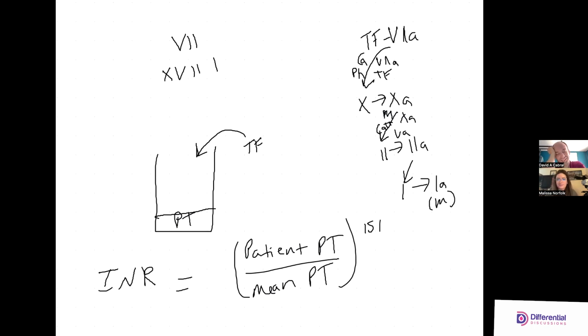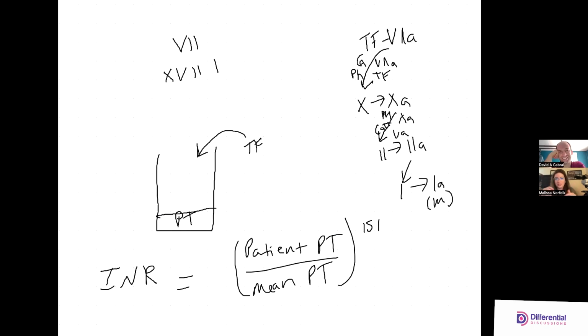So I think that's the PT. So we did the PT and the APTT, and now we can move on to the fibrinogen.